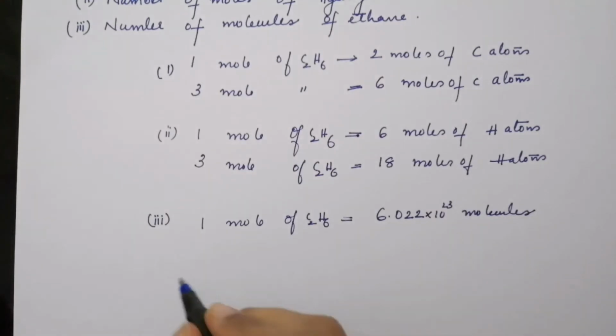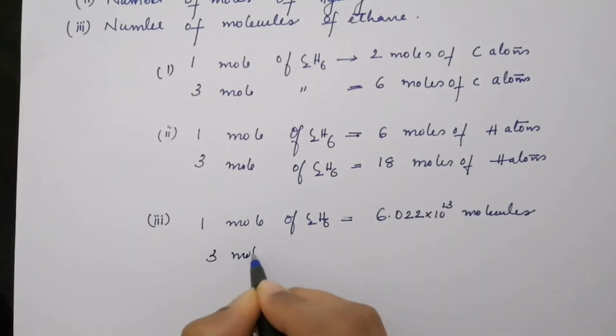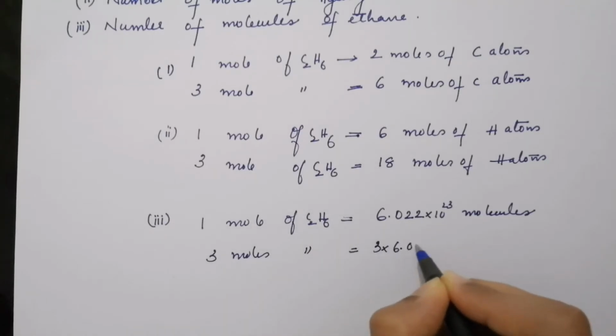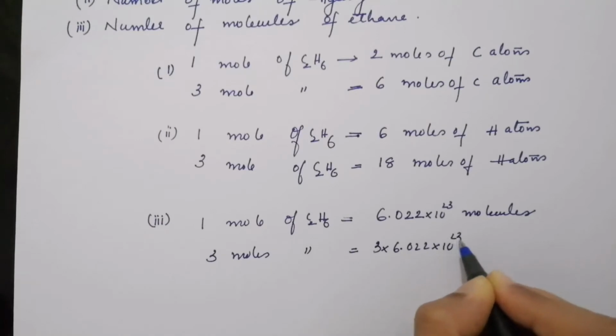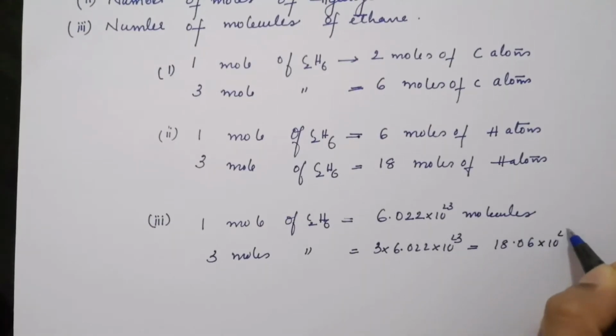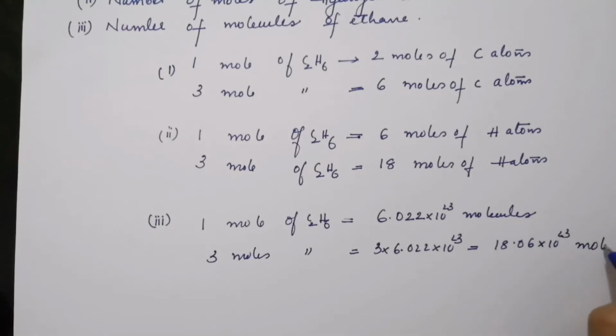Now we have to calculate for 3 moles of ethane. That will be 3 into 6.022 into 10 power 23 molecules, that is 18.06 into 10 power 23 molecules. Hence we calculated the number of molecules of ethane. So the concepts that we should be aware of to solve this question is the idea about what 1 mole is and how 1 mole is related to the Avogadro number of molecules.